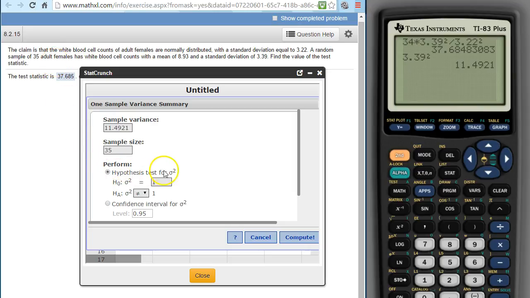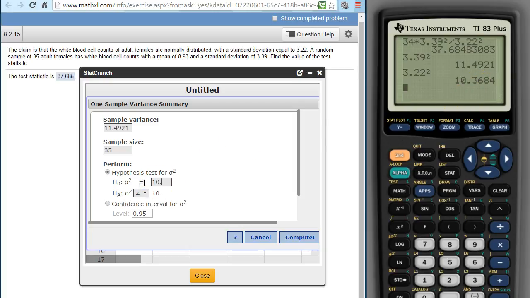We want to do a hypothesis test for the population variance. Okay, the claim is not 1, the claim is this number. Okay, this is again the standard deviation. We've got to square it to get variance. So 3.22 squared, 10.3684 is what goes here.